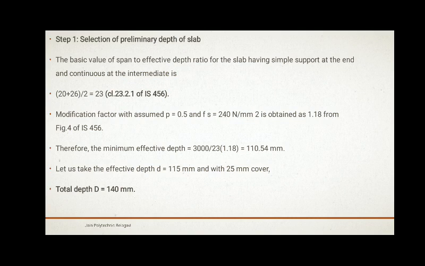Now going to the modification factor, pt is equal to 0.5 and fs is equal to 240 Newton per mm square. The value 1.18 is obtained from IS 456. Therefore minimum effective depth is the span along the shorter side divided by 23 into 1.18, the value which we obtained from IS 456. So we get 110.54. Take it as 115 mm with 25 effective cover. The total depth after adding both is 140 mm.